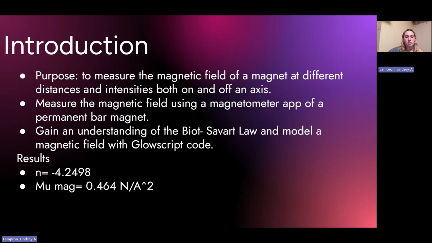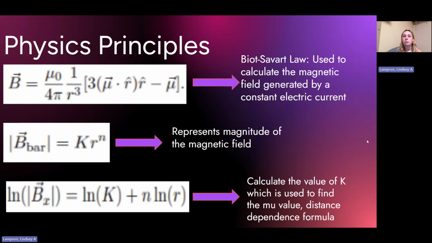For my results, I found n to be -4.2498 and the magnitude of mu to be 0.464 newtons per ampere squared. Some physics principles to understand.